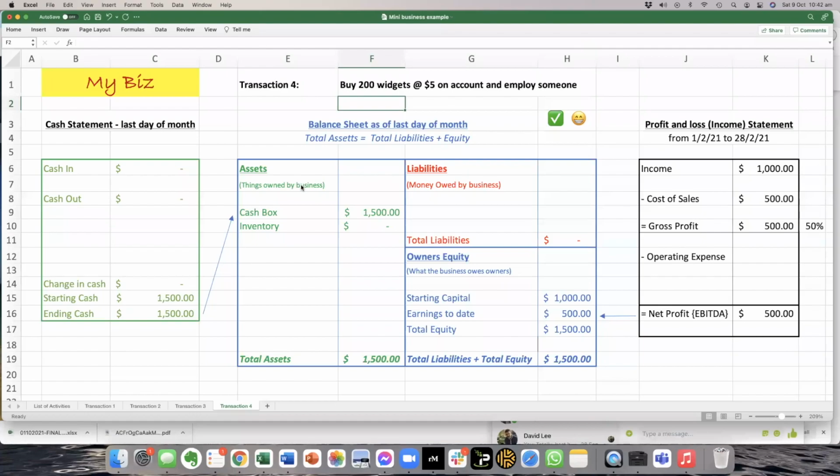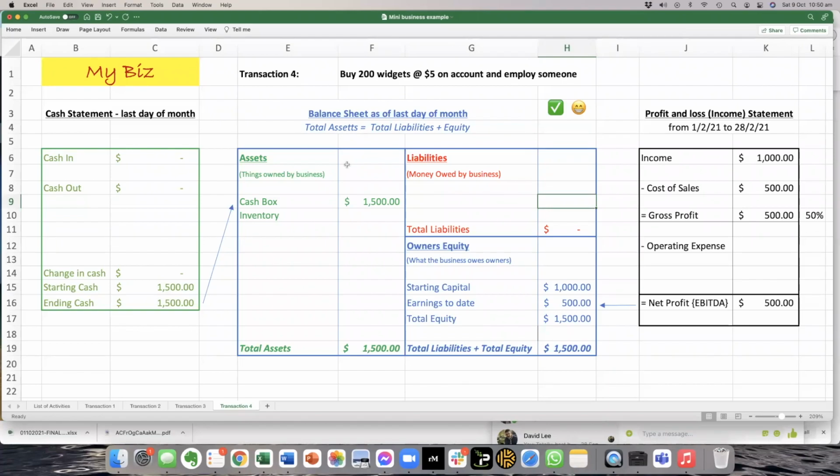So transaction 4, I'm going to give you a pause moment here to think about how you think this would play out. What transaction 4 is going to be is we're going to buy 200 widgets at $5 each on account from someone. So we're going to get credit from our widget supplier, and we're going to employ someone. We've got an admin person and we're going to bring them along. So hit the pause button now, and have a think about how you think this might look on the different parts of the financial statements.